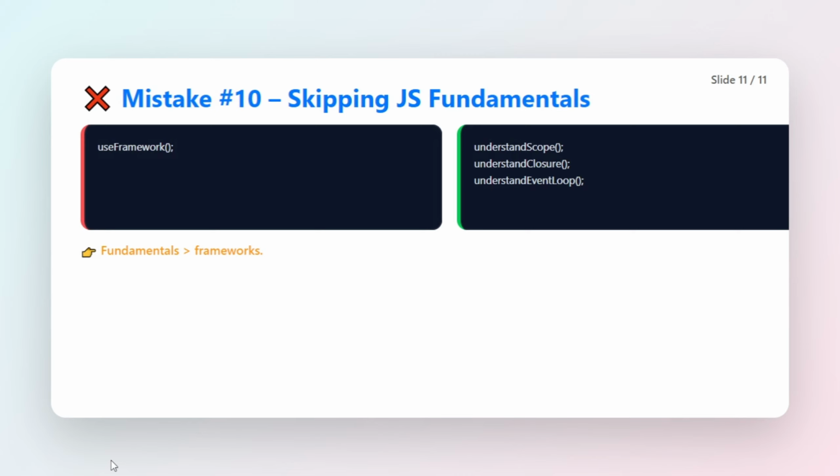The truth is, frameworks don't replace JavaScript. They sit on top of it. If you don't understand things like scope, closures, the event loop, and how async code really works, frameworks will feel like magic. And magic is hard to debug. Senior developers don't know more frameworks. They understand the language better. That's why they can switch tools easily. When a new framework comes out, seniors aren't scared. They read the docs, connect it to what they already know, and move on.